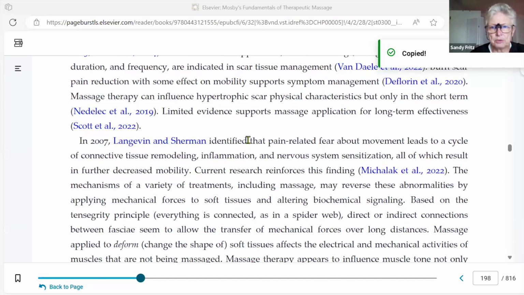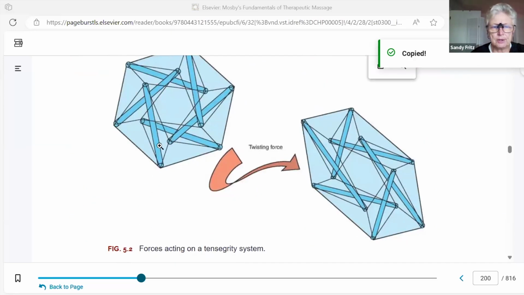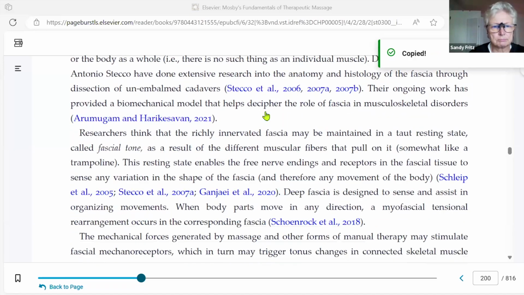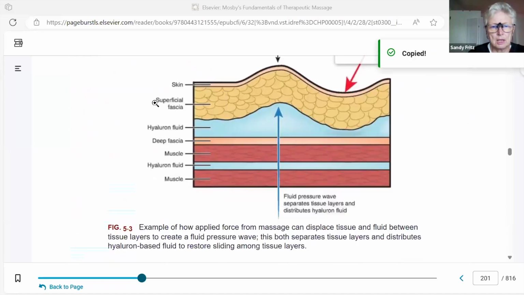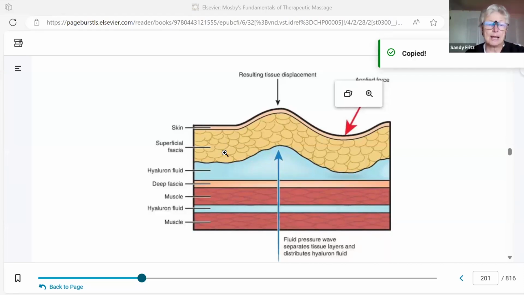And as we go through, we're talking a little bit about why that may be, and tensegrity and mechanical forces deforming soft tissue and so forth. Here's a schematic that's talking about how massage may help smoothing out or spreading around the hyaluronic lubricating fluid between tissue layers so it slides better.